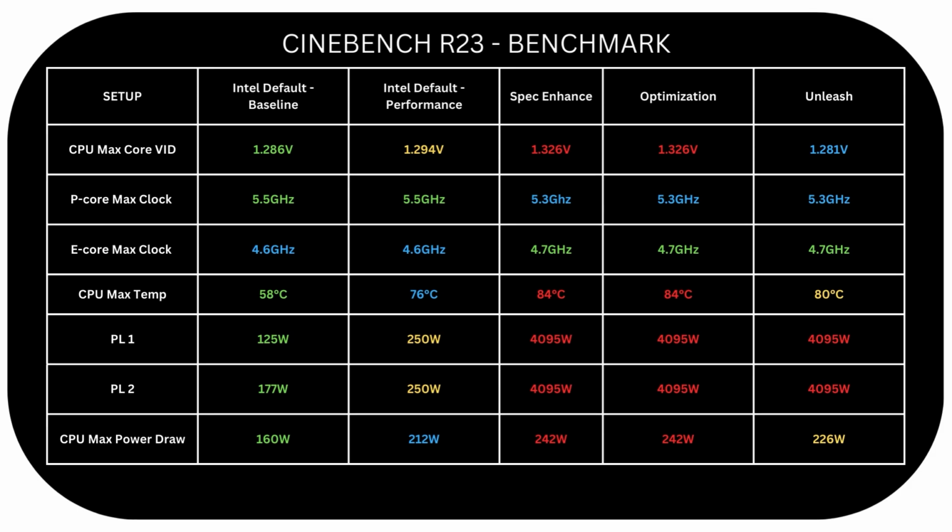So based on what we can see, I don't really feel those 3 modes, spec enhance, optimization, and unleash are quite worth it. Even if we get around 800 point increase in Cinebench multi-core test, but at what cost? Uncontrolled power limits, higher power consumption, and higher voltage and temperature. So it seems quite misplaced. Plus P-core maxed out at 5.5 GHz on default baseline and performance for the 2 fast cores compared to 5.3 GHz on Gigabyte power profiles, even though E-cores have higher clock ratio.